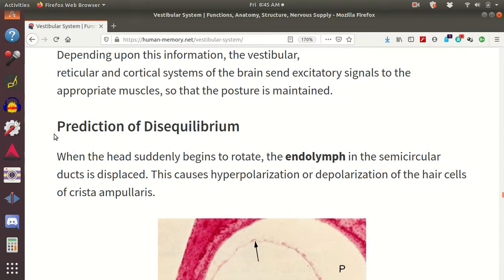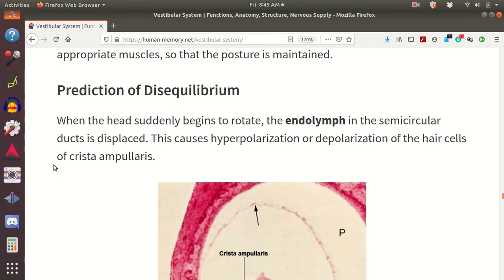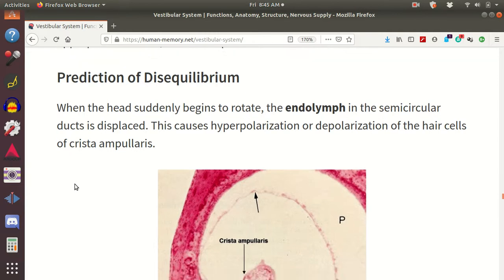Prediction of disequilibrium. When the head suddenly begins to rotate, the endolymph in the semicircular ducts is displaced. This causes hyperpolarization or depolarization of the hair cells of the crista ampullaris.